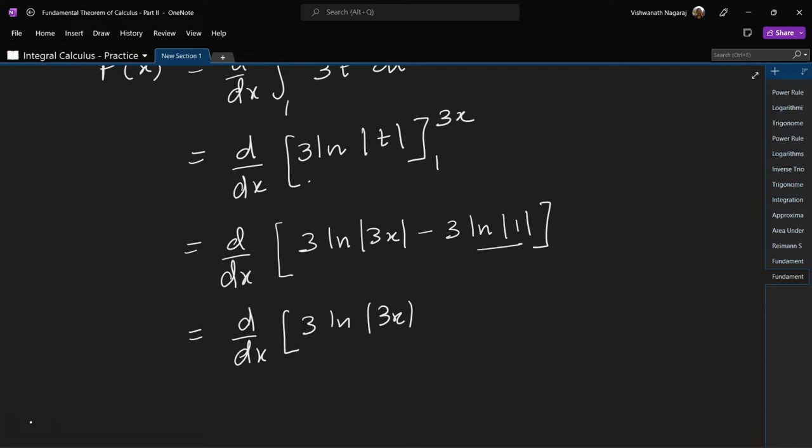This natural log of 1 is 0, so this whole thing will be 0. Now let's differentiate this. We get 3 times 1 by 3x times 3. So one of the 3's cancels and we are left with 3 by x. So that is the result.